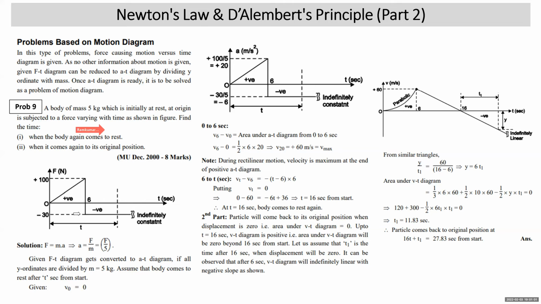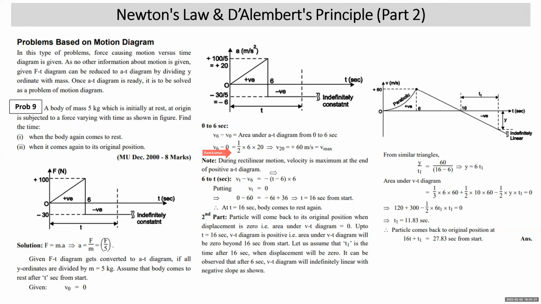When the body comes again to zero velocity, we can apply VT diagram calculations. We can do it for 0 to 6 seconds. V6 minus V0 is the area of the triangle. What is that? Half into 6 into 20. V0 is 0, it starts from rest. So V6 is 60 meter per second. And this velocity, we can say, is maximum also.